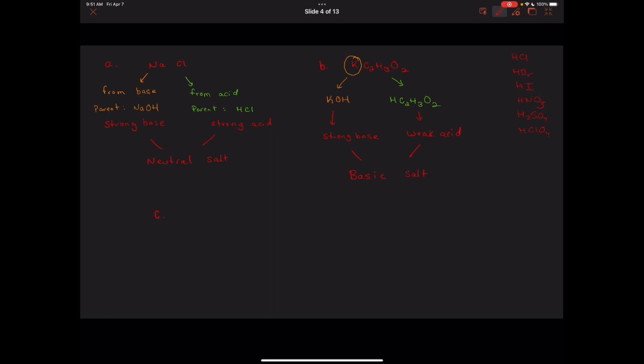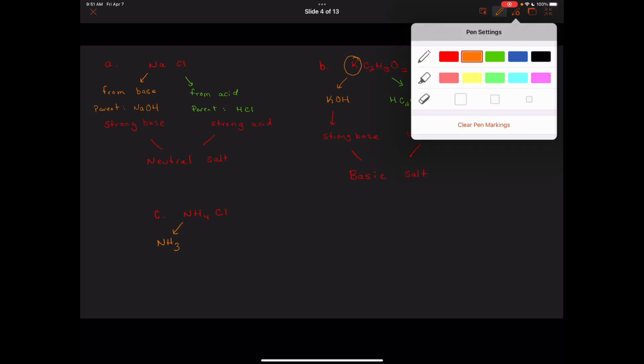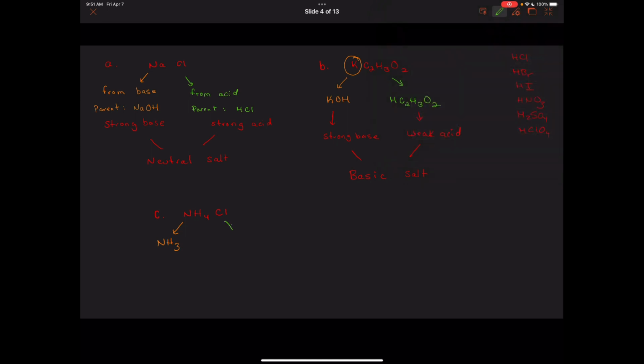So looking at our final salt, we have NH4Cl. Again, the cation comes from my base. This time, it's not a metal cation. It's a nitrogen-containing ion, so we're going to take a hydrogen away. NH4+ is the conjugate acid of NH3, so NH3 is my parent base. My anion comes from my acid. We attach a hydrogen, so I have HCl.